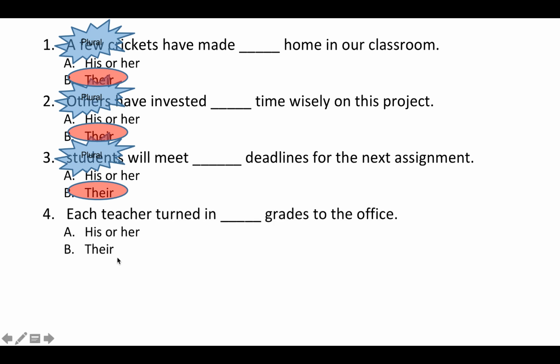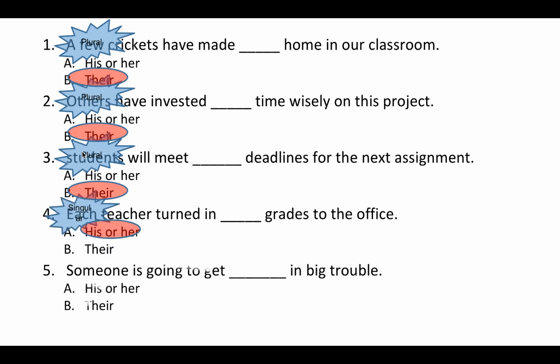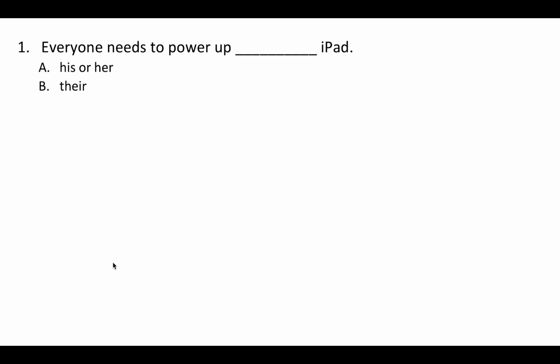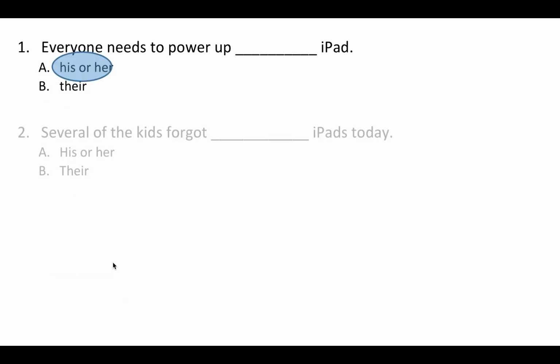Each teacher. Notice how this is each individual teacher. This isn't a case where it's plural. Notice how we have our each. That's one of the words on our table. This is going to be his or her. Someone. Notice how it has that key one in there. That's a giveaway. This is also going to be his or her. Everyone. Notice again, we have that one, that key word. This is going to be a his or her.